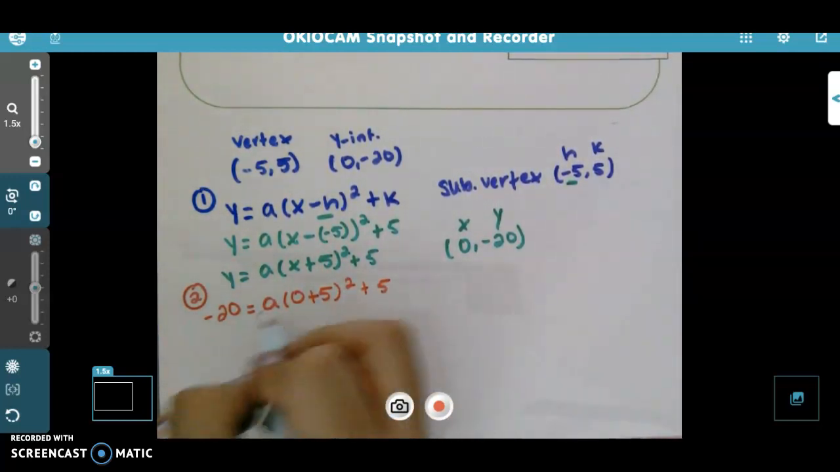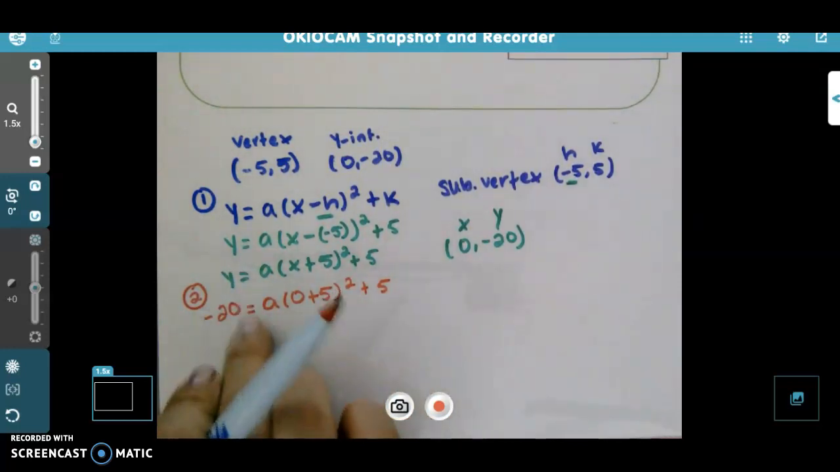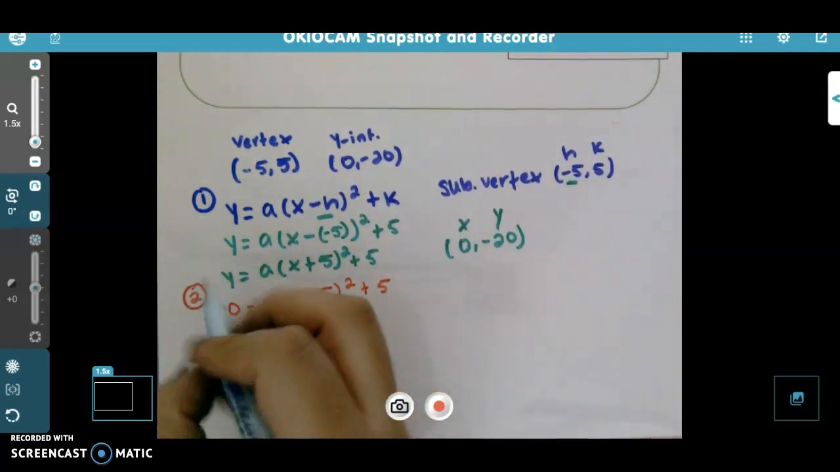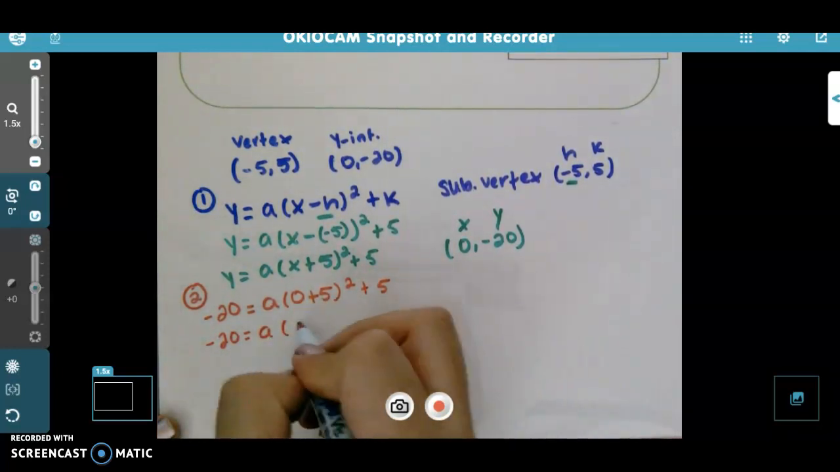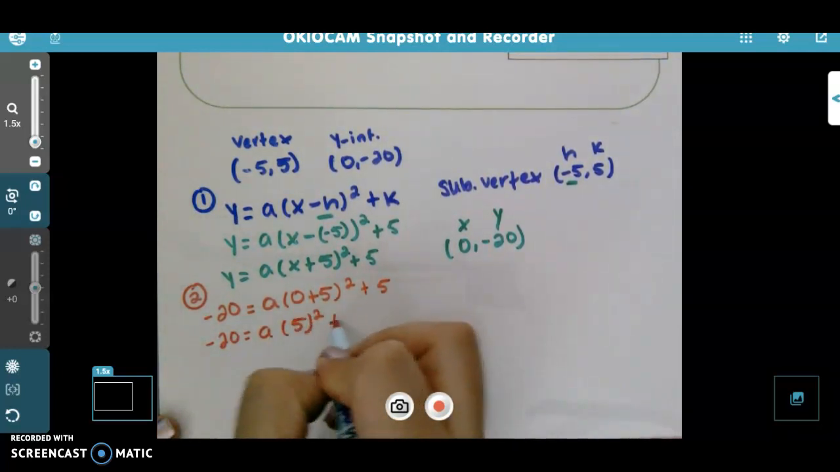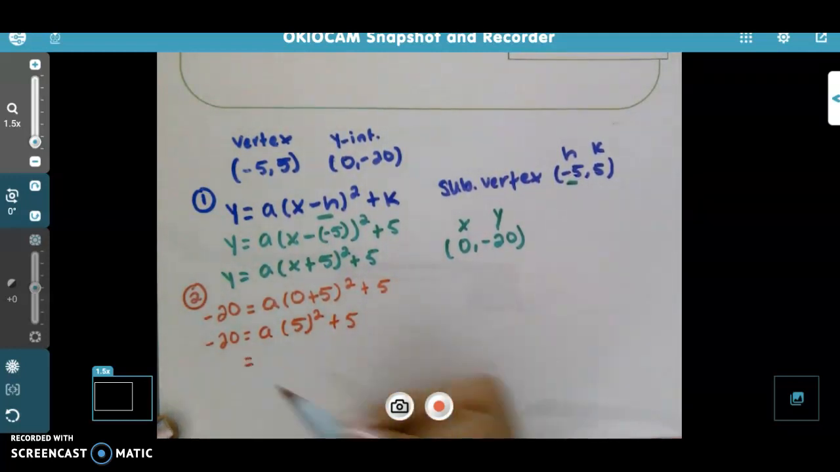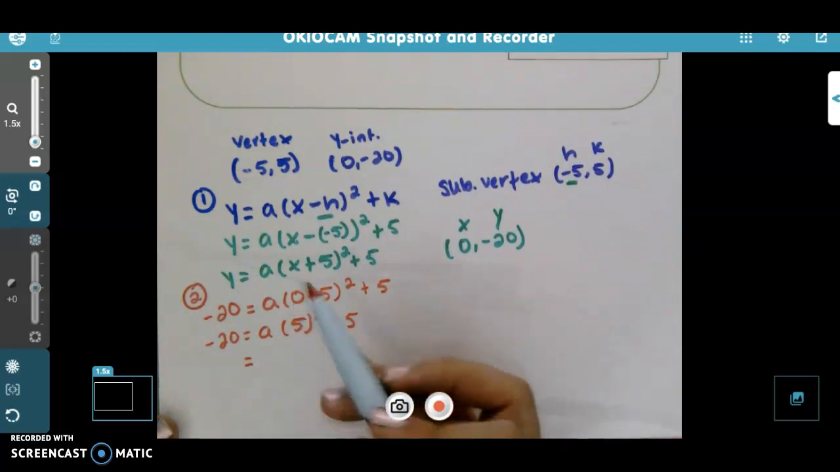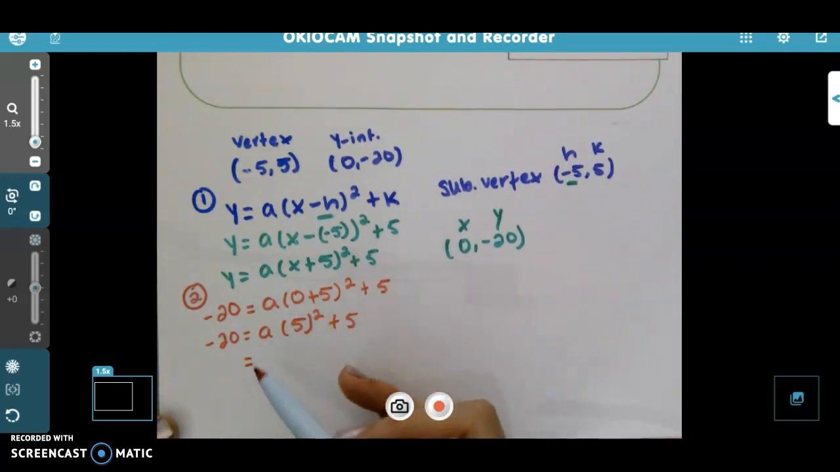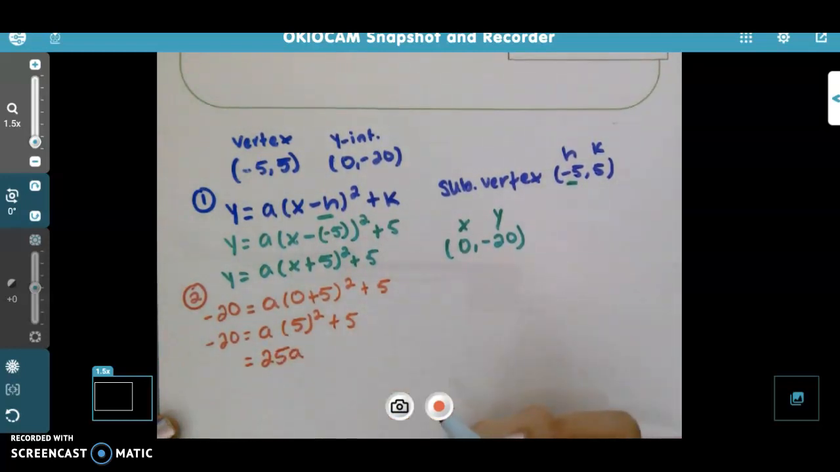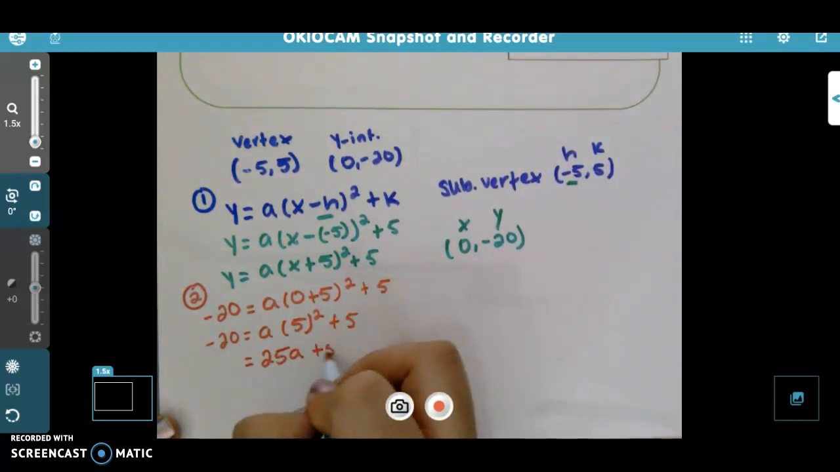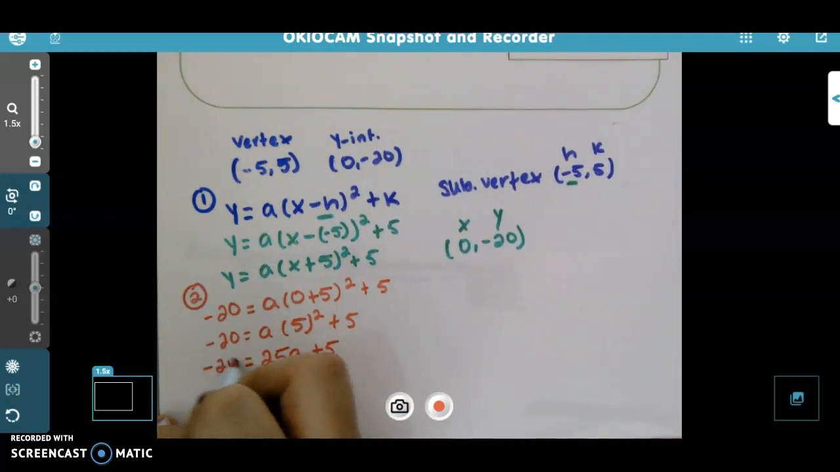So now I'm going to be solving for the a coefficient, okay? That's what I'm doing. So this is going to be -20 equals a, then 0 plus 5 is 5 squared plus 5. So now you should know that 5 to the power of 2 is 25. And we know 25 times a, the number is going to come first. So it's going to be 25a, okay? Plus 5 then equals -20.